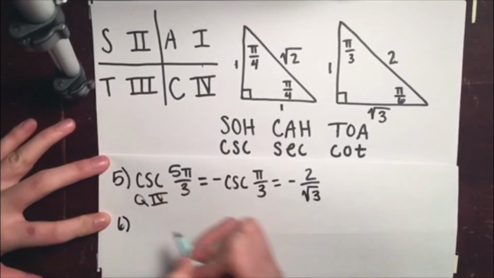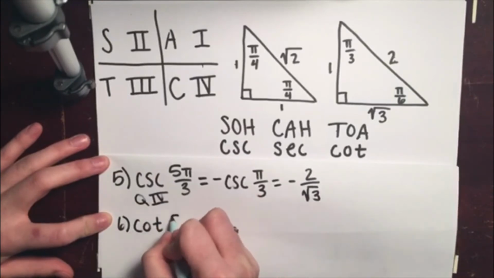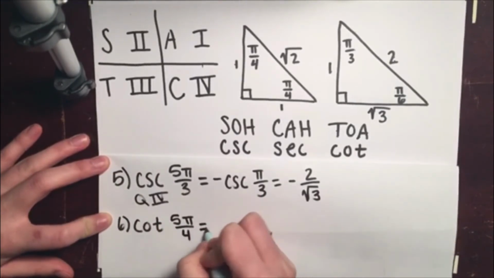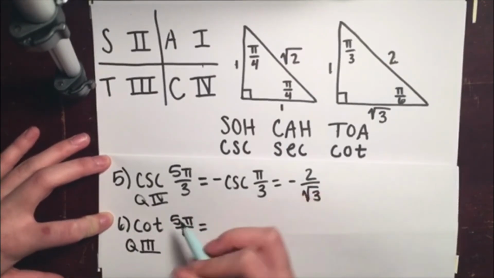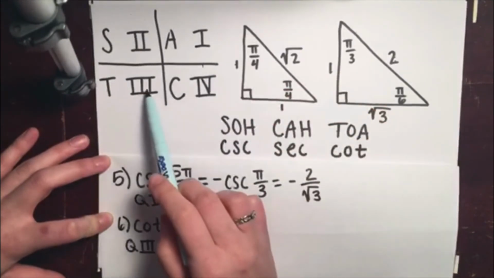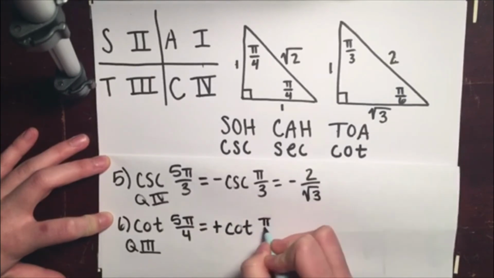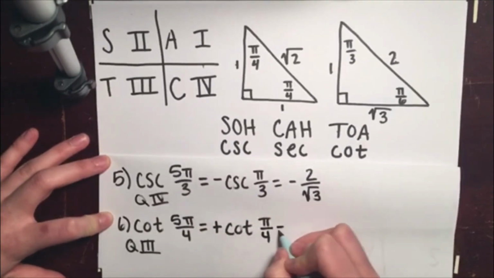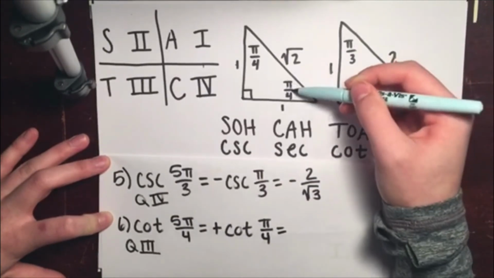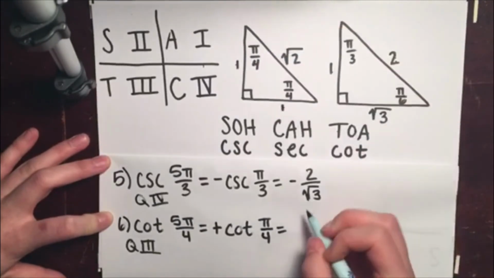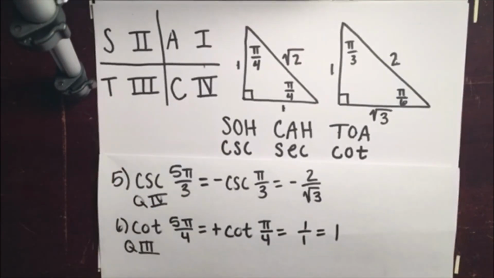Okay, so we have the last one here. We have cotangent of 5 pi over 4. 5 pi over 4 is in quadrant 3. Is cotangent positive in quadrant 3? Yes, it is. So we have positive cotangent of pi over 4. Okay, so cotangent is adjacent over opposite. We've got adjacent over opposite, so 1 over 1, which simplifies down to 1. And that's really it. That's all you have to do.